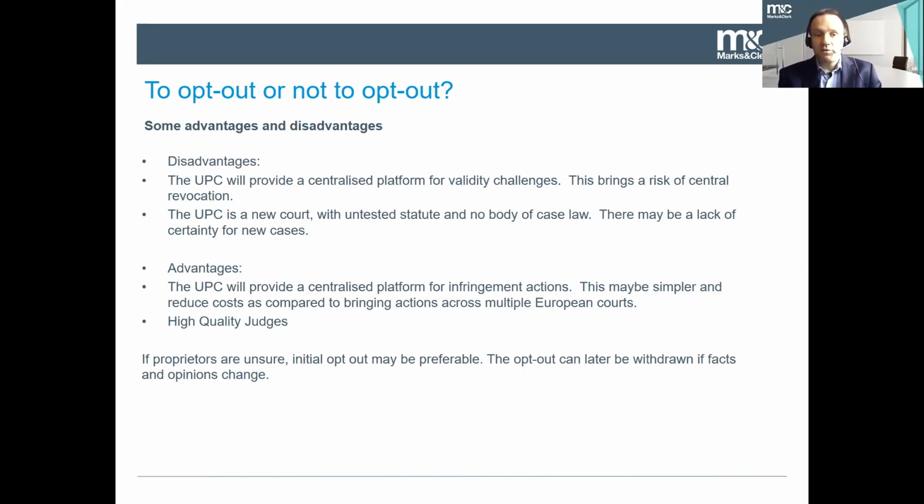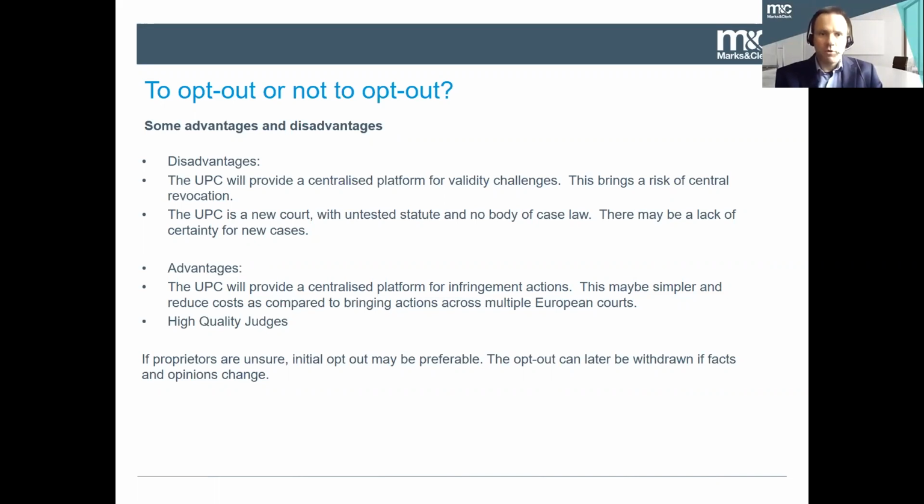Conversely, there are advantages associated with the UPC. You can, for example, bring an infringement action that covers a number of countries. You don't have to go after an infringer in multiple court actions. So that should be simpler and more cost-effective. A few years ago, there was a call for applications for the job of judge, and a very positive development there was that the judges that have actually applied, there was an oversubscription, and the judges that have applied were actually very high quality. So that is quite a good omen for the future of this court.